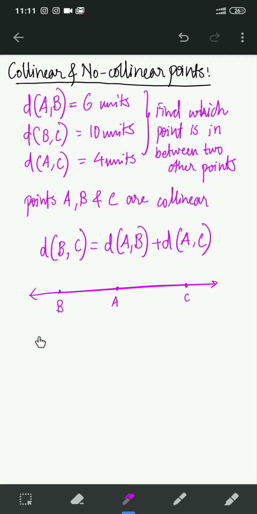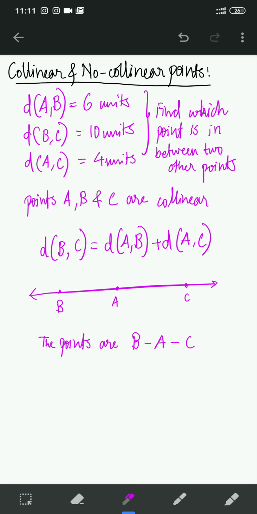So the betweenness, therefore, the points are B, A, C. So A is in between B and C. So this is how you calculate the betweenness of a point. So A is in between B and C. Cool. So I hope you understood this part.